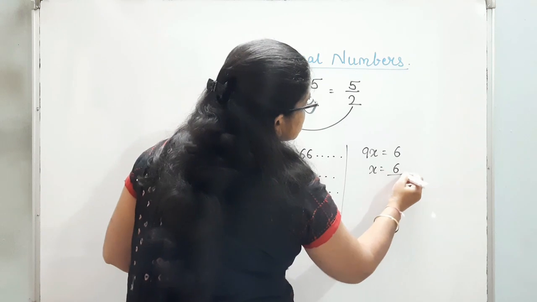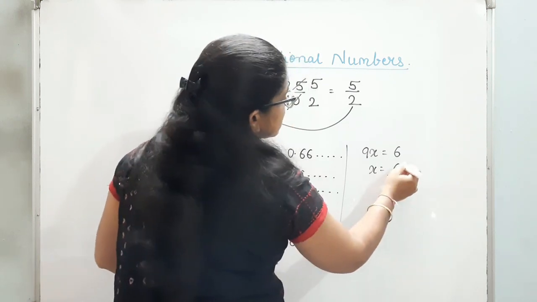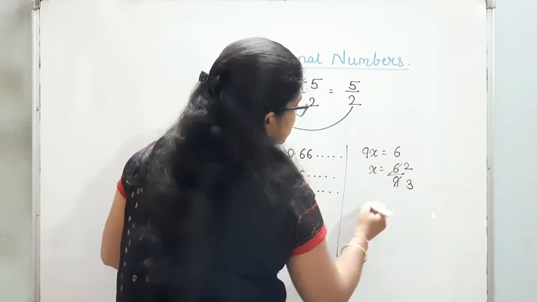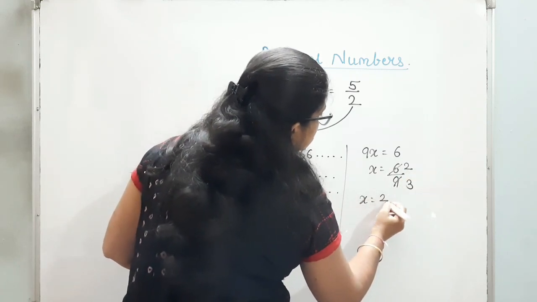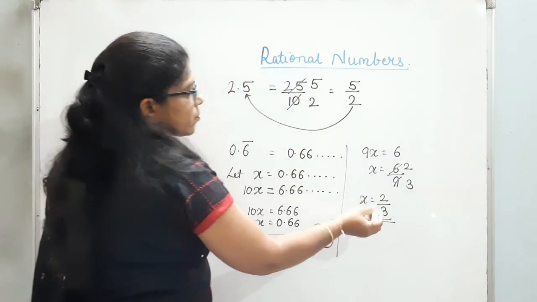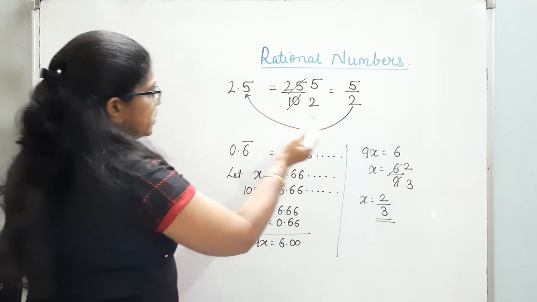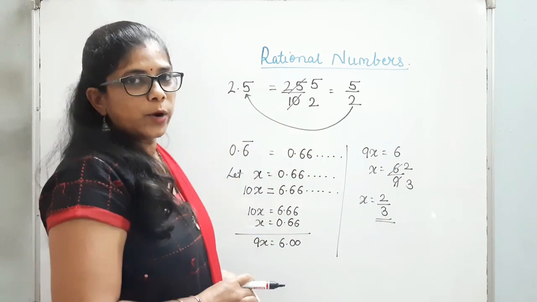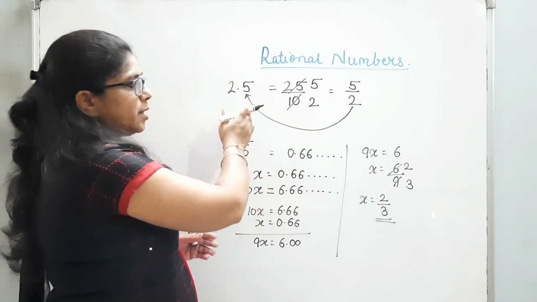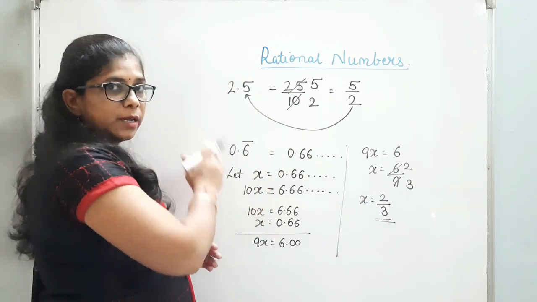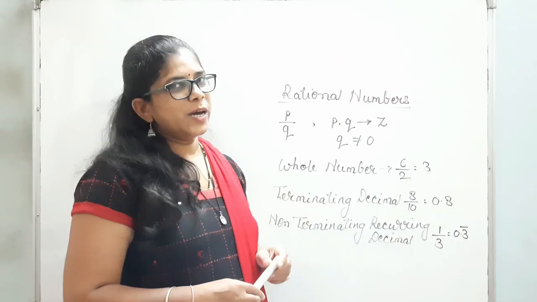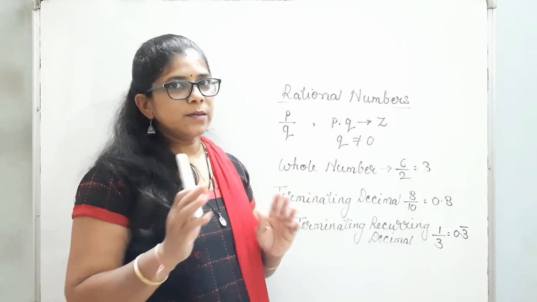x is equal to 6 upon 9. Let us cancel this, reduce this. 3 2s are 6, 3 3s are 9. So x is equal to 2 upon 3. So 2 upon 3 is the rational number for which our recurring decimal is 0.6. So this is how we check the rational numbers. Terminating decimals and non-terminating but recurring decimals are defined as rational numbers. So by this time the picture of rational numbers is quite clear to all of you.